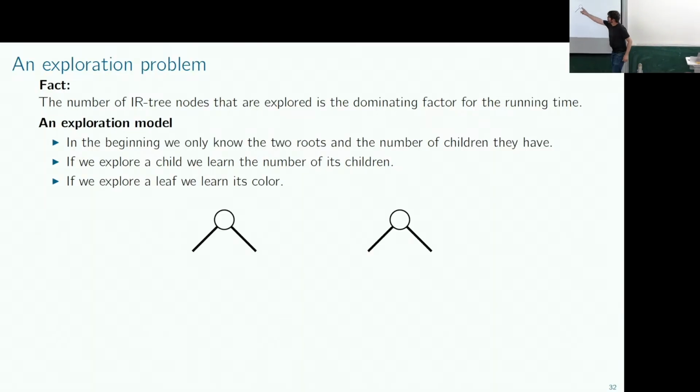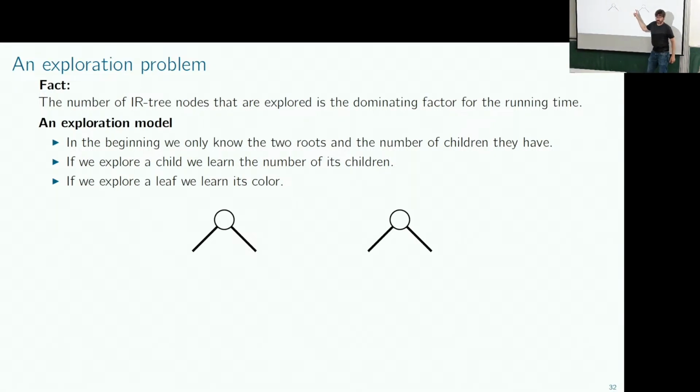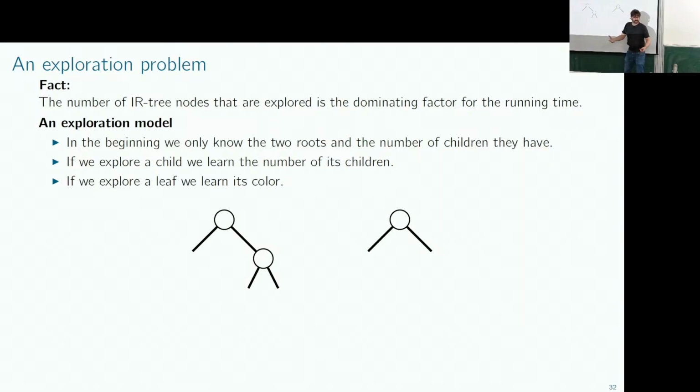The exploration model is as follows. We get the two roots of the two trees, and then you can query an arbitrary child. You can say, I want to look at this child of that. If you query this child, I will reveal to you what node it is and how many children it has. Then you can say, interesting, maybe I want to see here. What is this? And I will tell you, this is a leaf, this is blue.